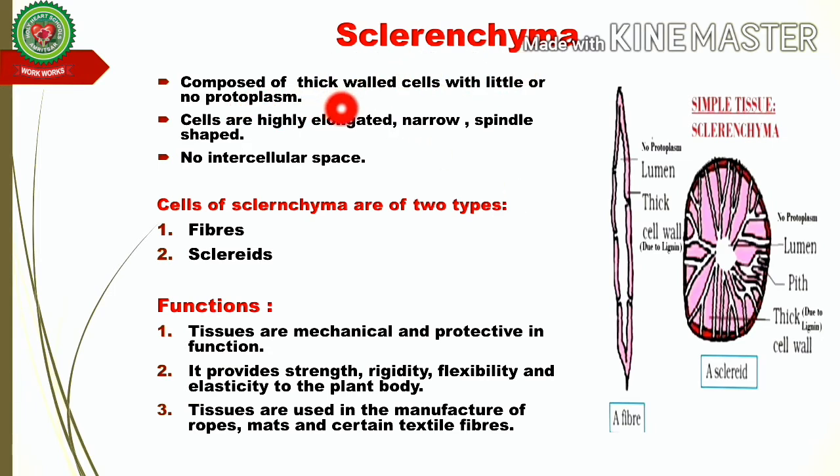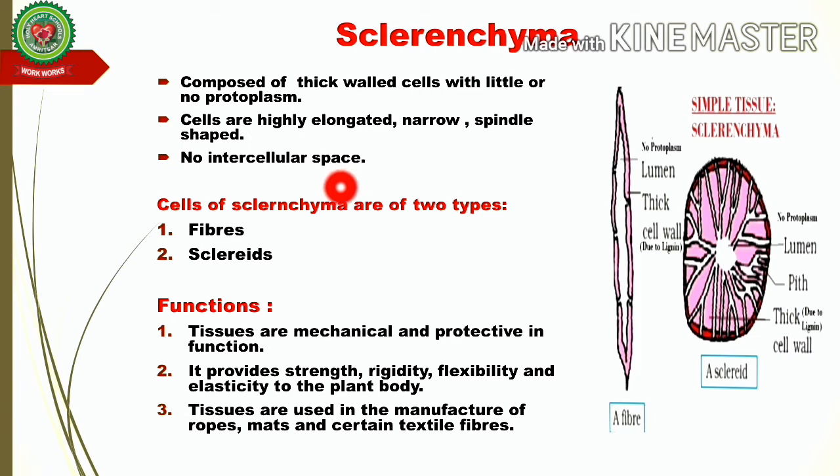It is composed of thick-walled cells with little or no protoplasm. The cell walls of these cells are highly thickened with the deposition of lignin. Such cell walls are called lignified. Cells are highly elongated, narrow, spindle shaped, and there is no intercellular space.